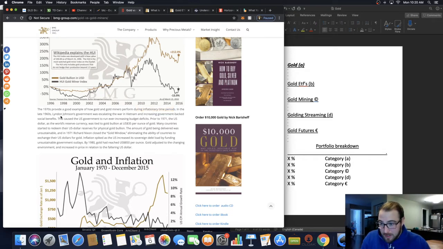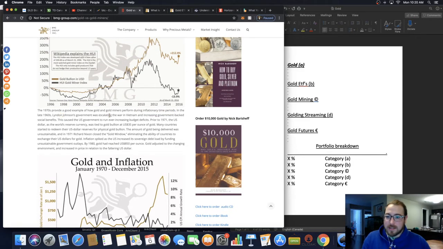Lyndon Johnson's government was escalating the war in Vietnam and increasing government-backed social benefits. So what's going on? An increase in government-backed social benefits. What's happening now? The benefit rollout of COVID-19. So here we go. This caused the U.S. government to run an ever-increasing budget deficit. Prior to 1971, the U.S. dollar, as the world's reserve currency, was tied to gold bullion at $35 per ounce.